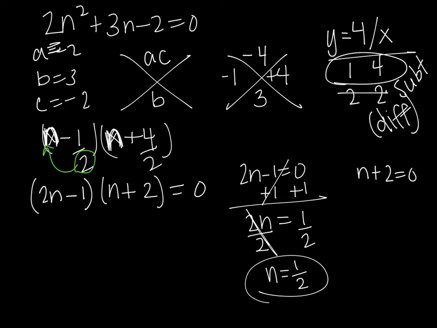Okay, now if we have n plus 2, how do I get n by itself over here? Subtract 2 from both sides. And we get n equals -2. Very good. N equals -2. Now do I have an answer that says n equals? Yes. So now you're finished. Those two are your answers.